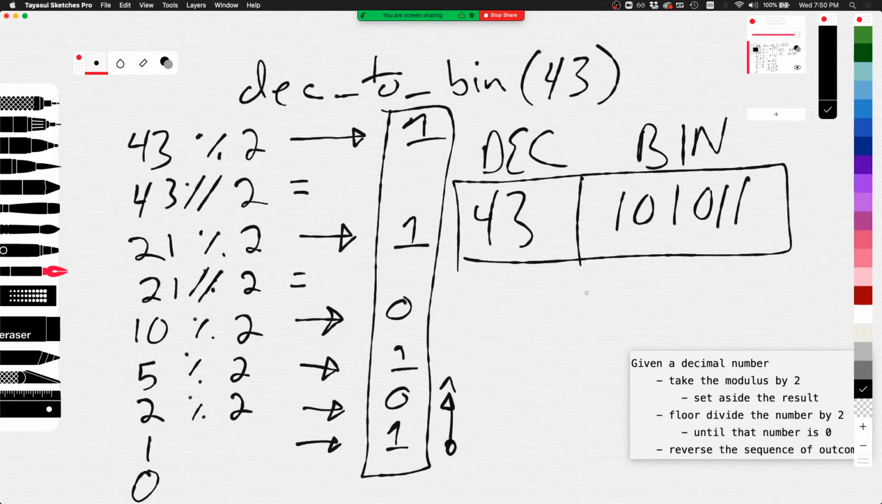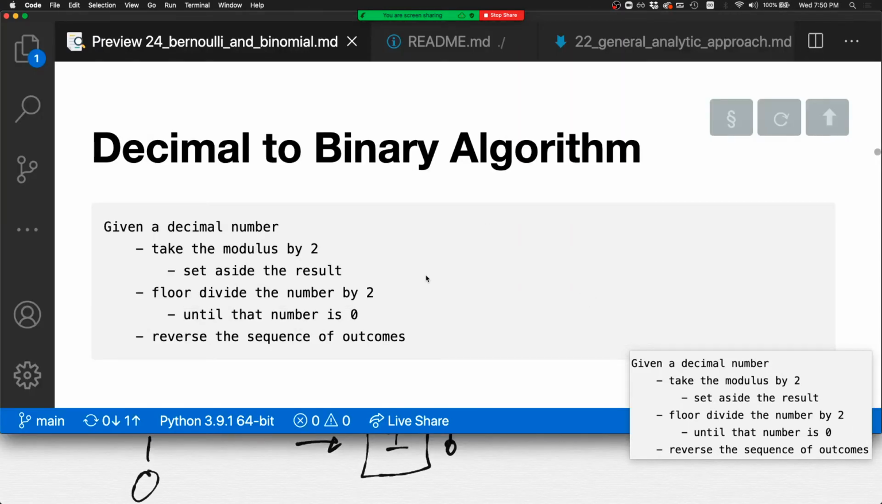Okay, so that's the algorithm. And as you can see, we can do that algorithm by hand. It's a little time consuming, but we can do it. Now, what I'm going to have you do is code.